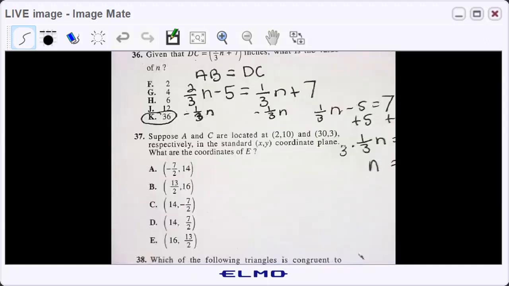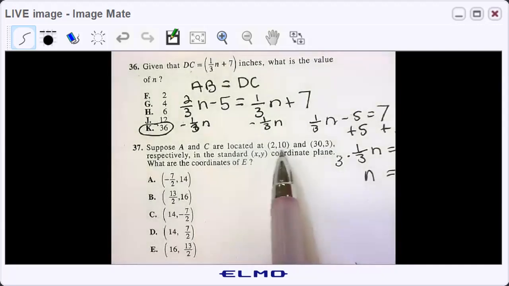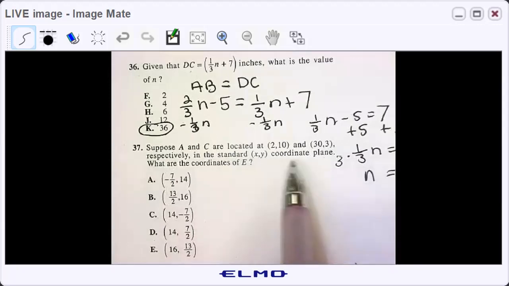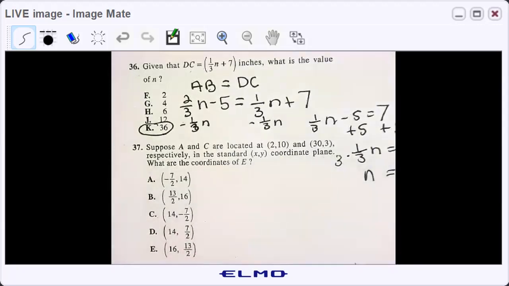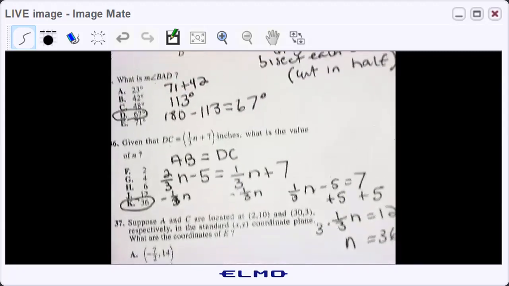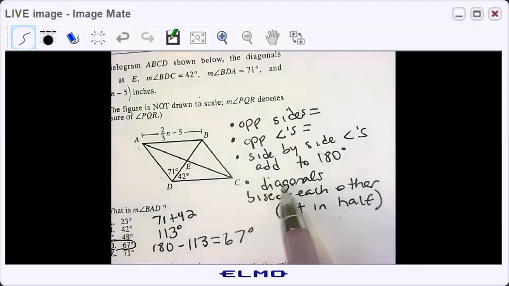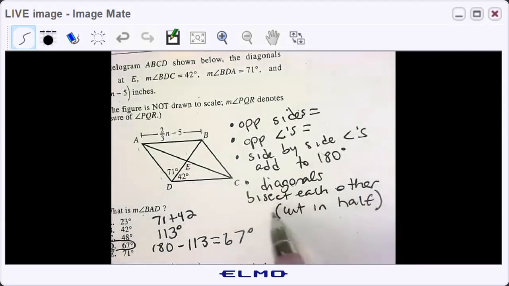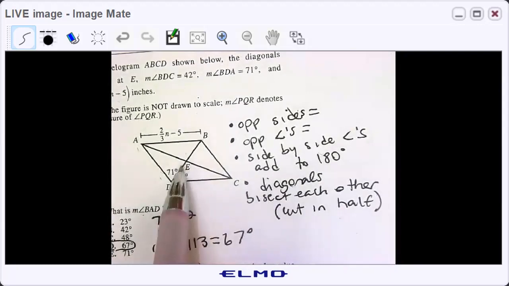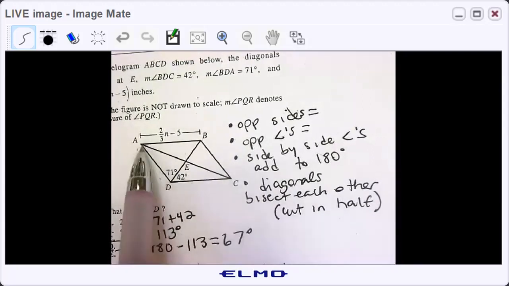Okay, moving on to number 37. Suppose A and C are located at (2, 10) and (30, 3), respectively, in the standard XY coordinate plane. What are the coordinates of E? Now, let me go back to the picture just for a second. You might think that if you don't have graph paper, you're not going to be able to do this problem. But remember what we talked about, one of the properties, this one right here at the bottom. Diagonals bisect each other or cut each other in half, which basically gives us the fact that E is going to be the midway or midpoint of these two, which is what they're referring to, A and C.